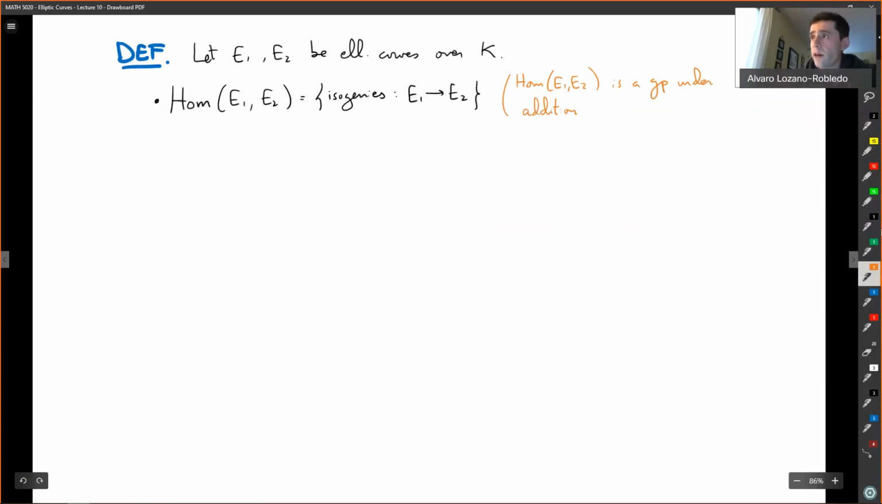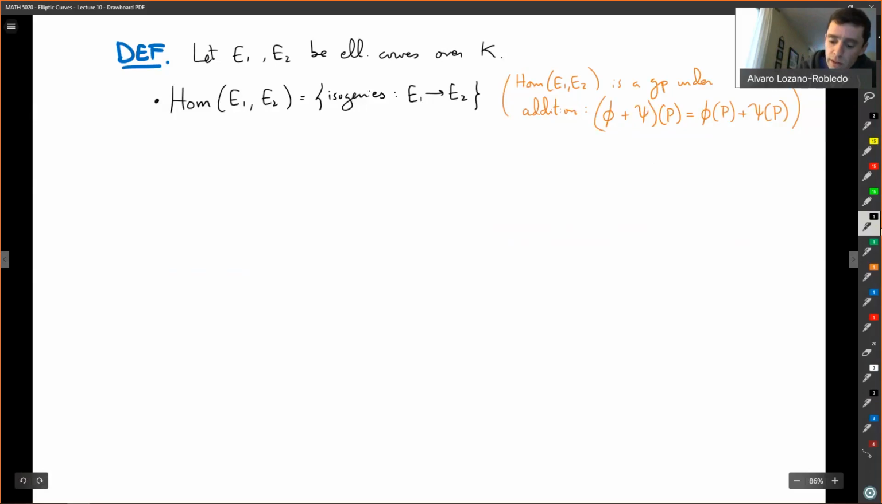So if you have an isogeny phi and an isogeny psi, then if you want to know what the sum isogeny does, it just sends P to phi of P plus psi of P, because we have an addition on E2 that makes that work. Great.